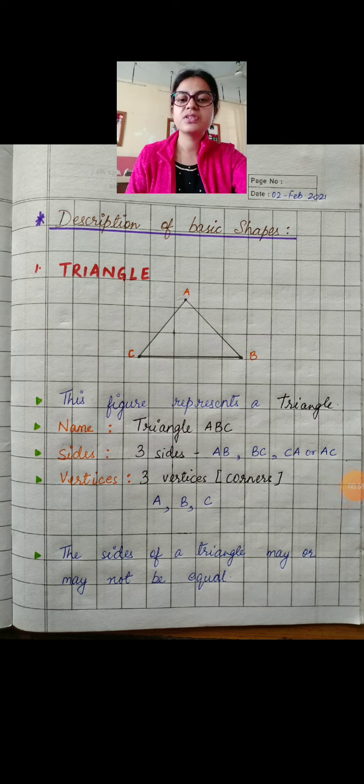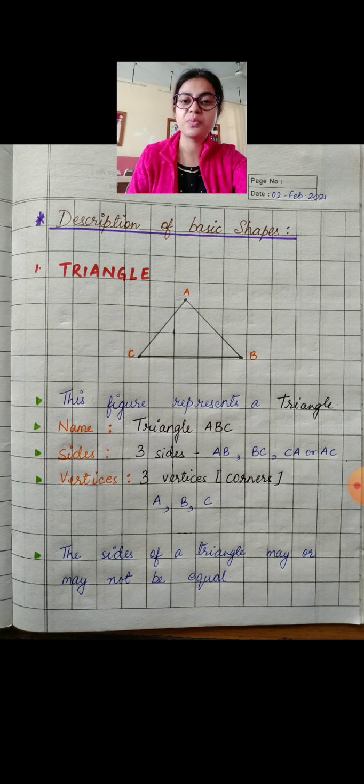Children, the first shape is triangle. Okay, as you can see, I have drawn a triangle with the help of a pencil and a scale. How? I made 3 dots and connected these dots with the help of a scale and pencils. इस ट्रायंगल को बनाने के लिए मैंने 3 डॉट्स बनाए और उन्हें स्केल और पेंसिल की हेल्प से जोड़ दिया. Okay. Now we are going to describe it.